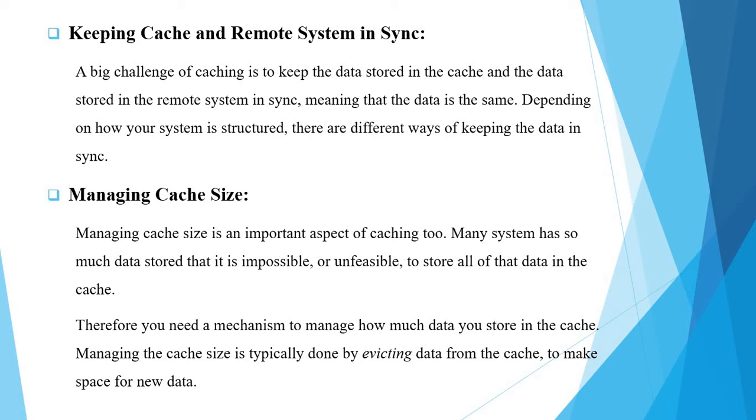The third one is managing cache size. Managing cache size is an important aspect of caching too. Many systems have so much data stored that it is impossible and unfeasible to store all that data in the cache. Therefore, you need a mechanism to manage how much data you store in the cache. Managing the cache size is typically done by evicting data from the cache to make space for new data.